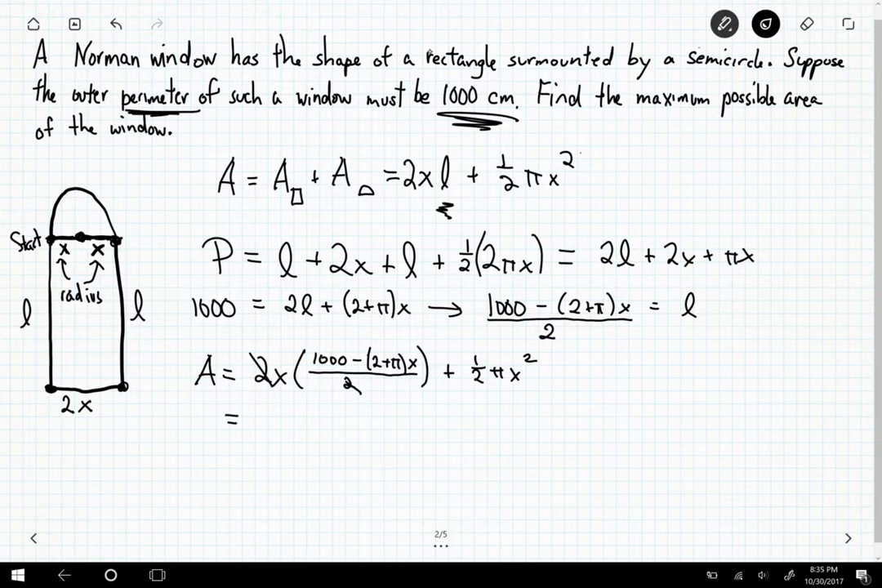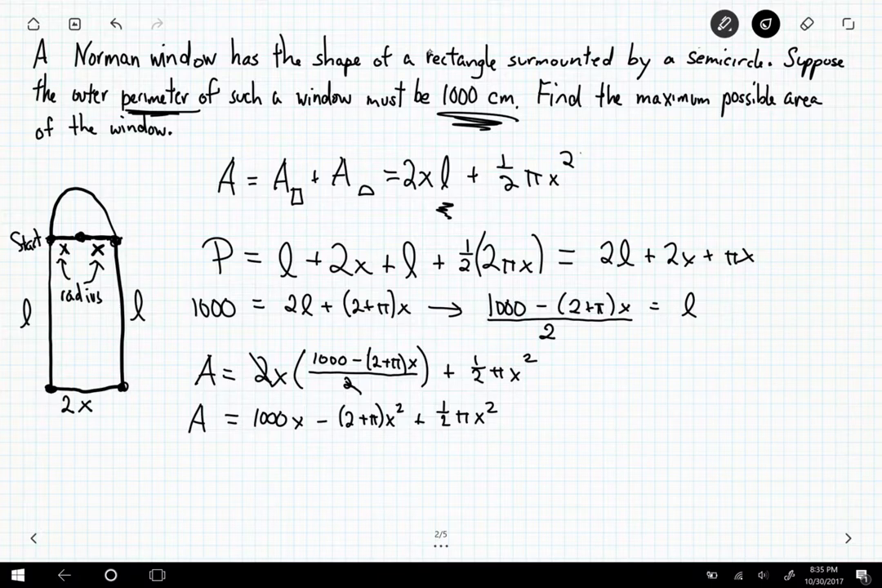So we get A equals 1000x minus 2 plus pi, and then x times x will give us x squared, rather than multiplying 2x plus pi x. It's easier to just have that x squared on the outside. Plus 1/2 pi x squared. Okay, and we could incorporate that 1/2 pi x squared in with this x squared term, but it's up to us at the end of the day whether or not we want to. It's not going to be too bad either way.